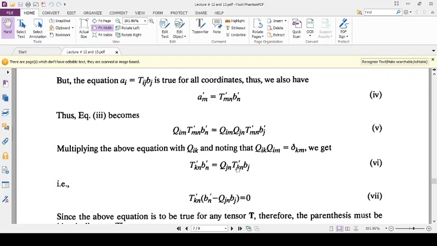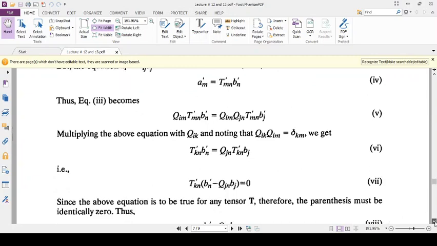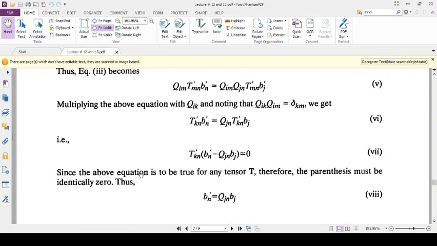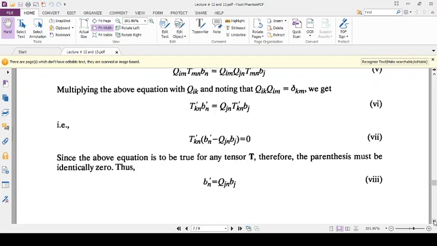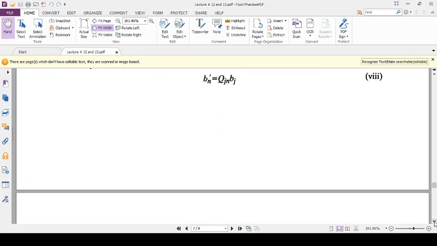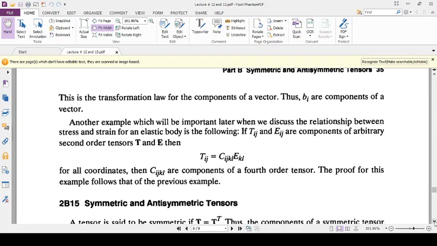You can take this on the left side and write this, and we know that T is arbitrary, so the parenthesis will be equal to 0, and we have the transformation law for the components of b, and this transformation law is for a vector. So from this we can say that b_j are the components of a vector, as required.